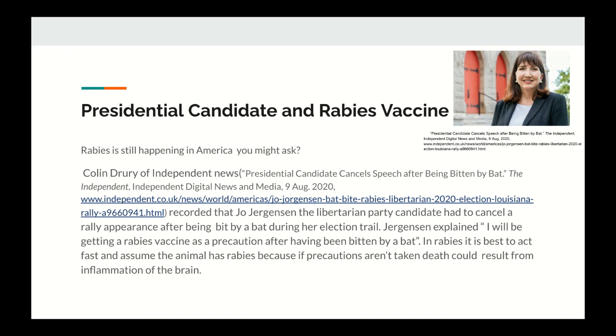In rabies cases, it is best to act fast and assume the animal has rabies because if precautions aren't taken, death could occur from inflammation of the brain. They wanted to stop the Rhabdoviridae virus and halt its spread before severe damage could happen to the brain and spinal cord.